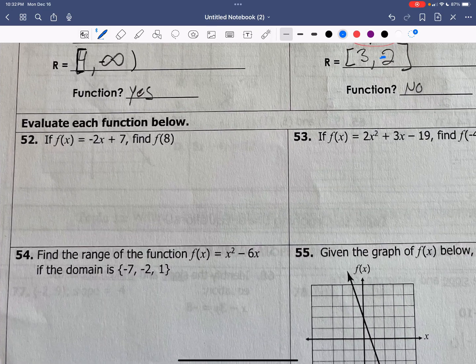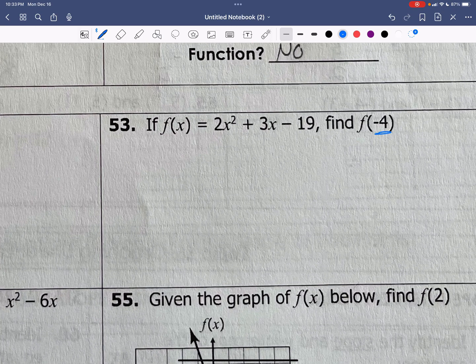Down here, 52, again, you're just inputting this value, so this value is going to go in for any x I see. So f of 8 would be -2 times 8 plus 7, right? So obviously I'm going to do the -2 times 8 first. It's going to be -16 plus 7. It's going to be -9. So f of 8 equals -9.